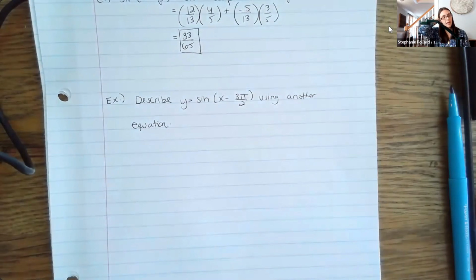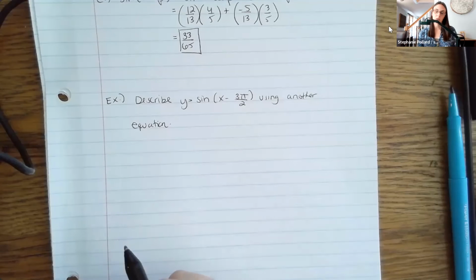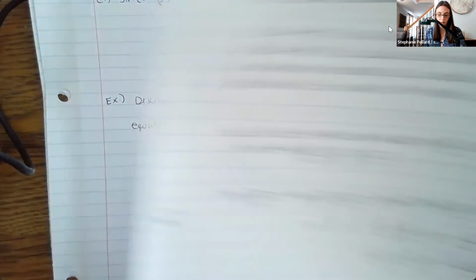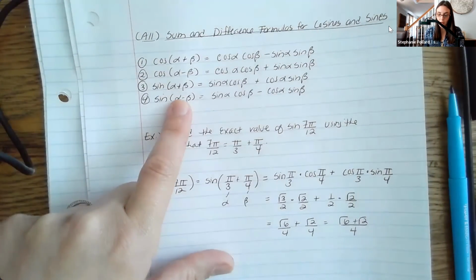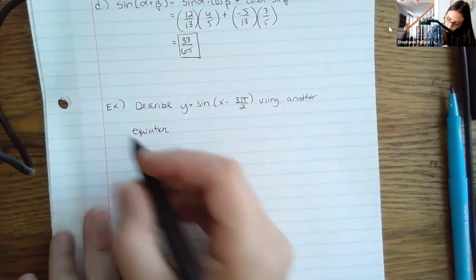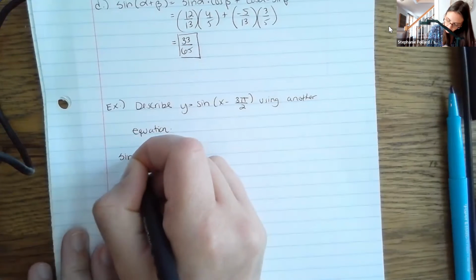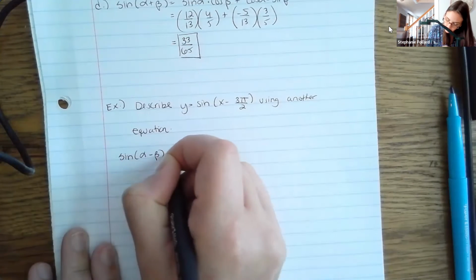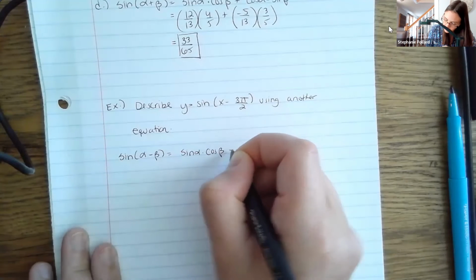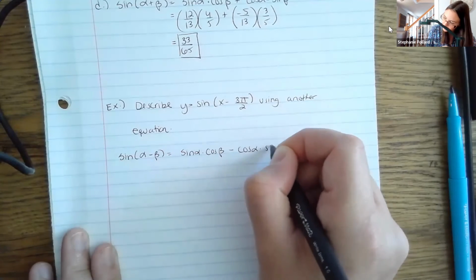All right, so here's an example we have. We're going to describe y equals sine of x minus 3 pi over 2 using another equation. So here we have the sine equation that has been shifted. We have a horizontal shift here. So I'm going to use our new formulas here. I'm going to use the difference of two angles, and I'm going to go ahead and rewrite that and use that here to answer this question. So remember, sine of alpha minus beta is sine alpha times cosine beta minus cosine alpha times sine beta.